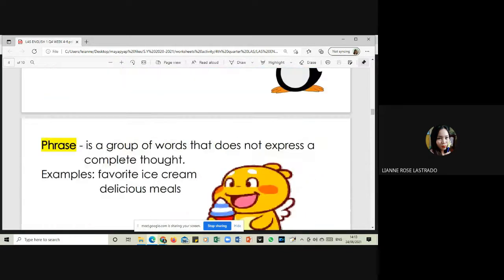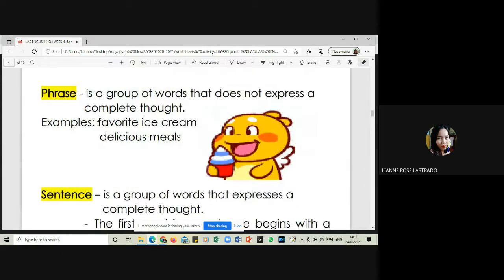Okay. So another example, favorite ice cream. Yes, you understand ice cream as a favorite, but who is that someone whose favorite is ice cream? So it is not stated here, right? It is not explained here who is that someone who loves to eat ice cream. Next, delicious meals. Yes, it is a delicious meal, but what is about the delicious meal? So it is not complete. That's why it is called phrase.